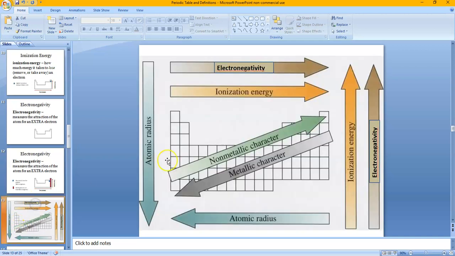All right, so just by looking at the periodic table, you can find out if an element is metallic or non-metallic. You can know about the ionization energy, the electronegativity, and the atomic radius. Knowing these trends is going to help you explain why things happen in the future, and they're very important to know now.